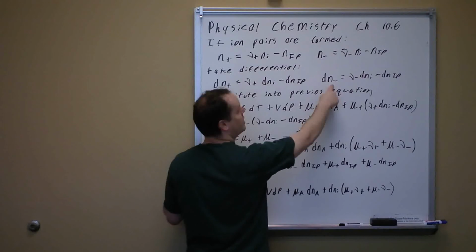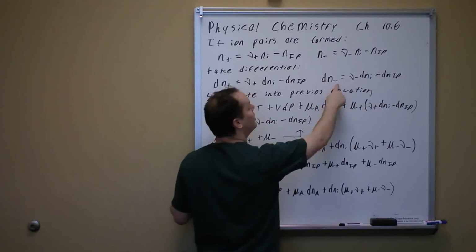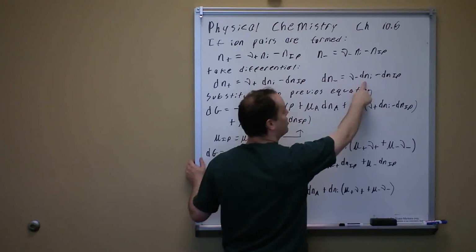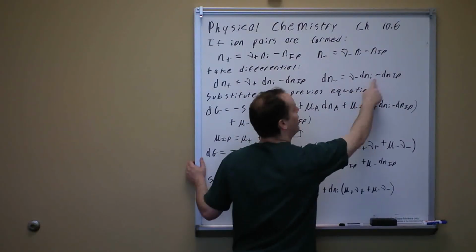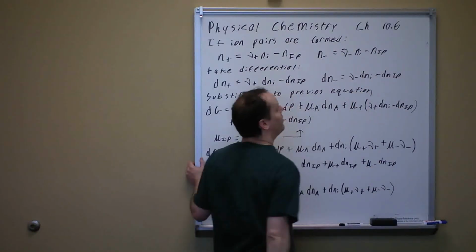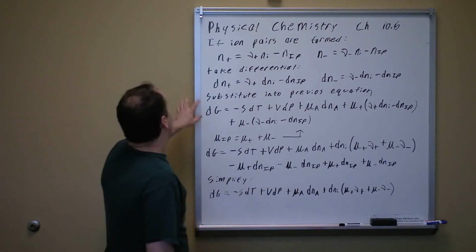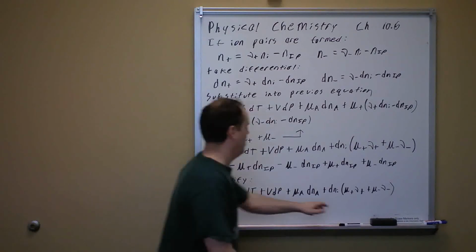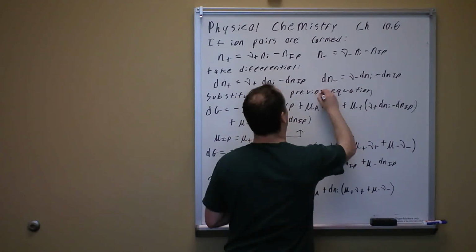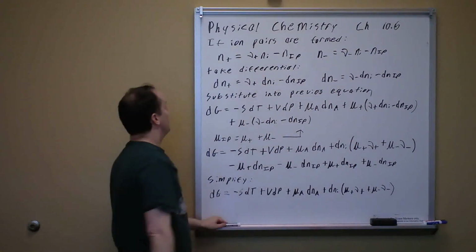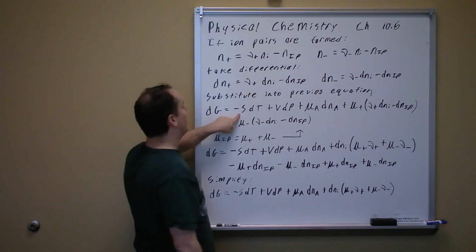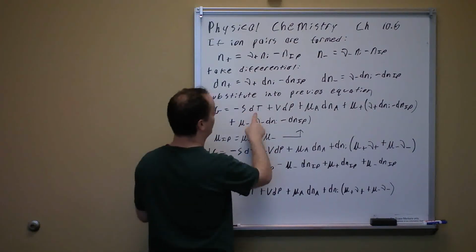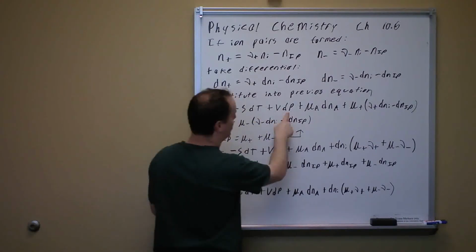Likewise, the differential of the number of moles of the anions is equal to the stoichiometric coefficient of the anions times the differential of the number of moles of the electrolyte minus the differential of the number of ion pairs. Now, let's substitute this into a previous equation. dG is equal to minus S dT. So remember, this is entropy, differential temperature, volume, differential pressure.